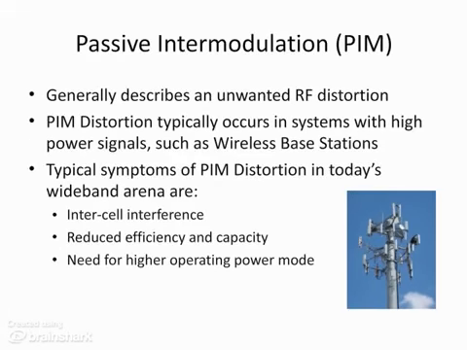Passive intermodulation, or PIM, refers to an unwanted RF condition. PIM distortion can result in intercell interference, reduced efficiency, and a need for higher operating power. All of these conditions are unfavorable to service providers, resulting in reduced capacity and higher operating costs. PIM may also be referred to as intermod, passive intermod, or IMD.